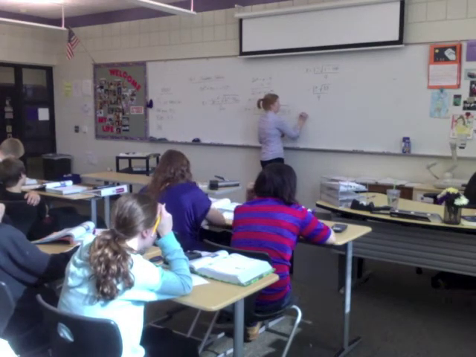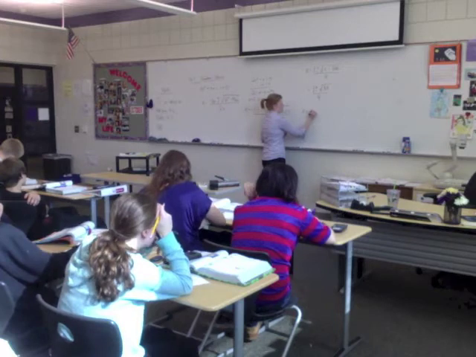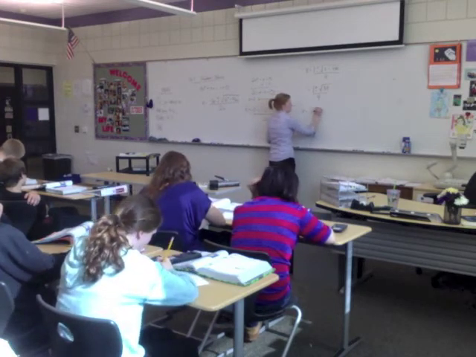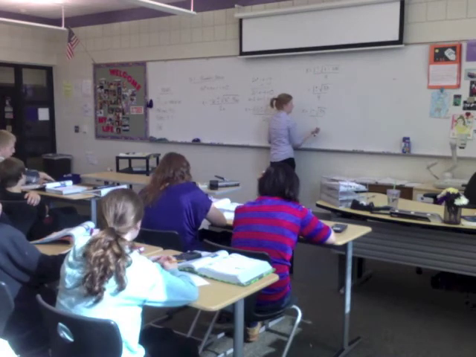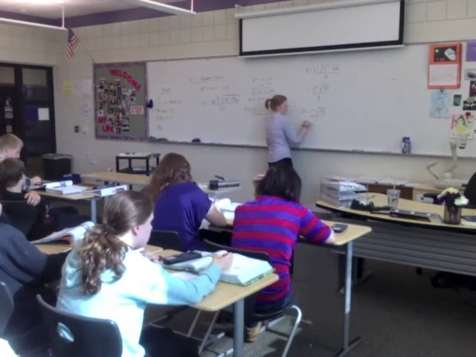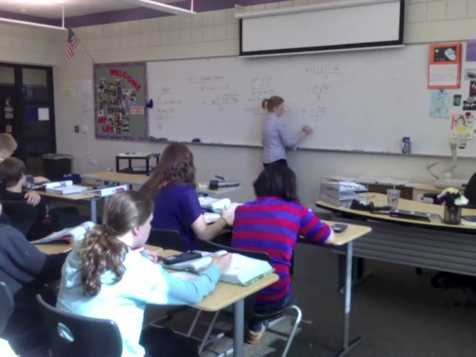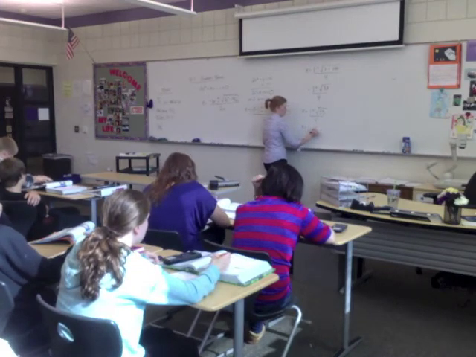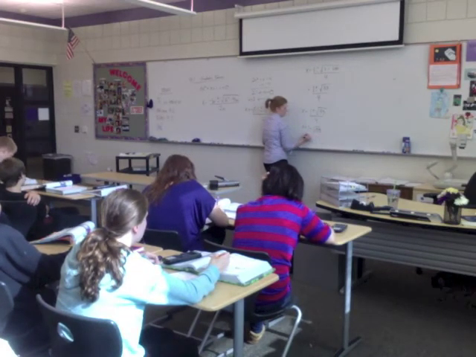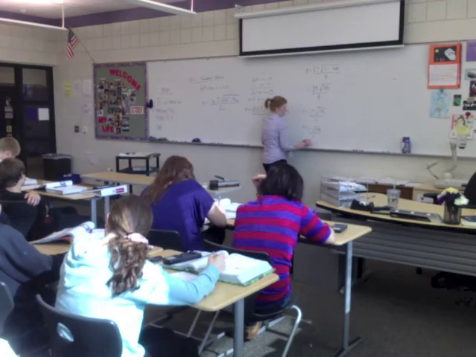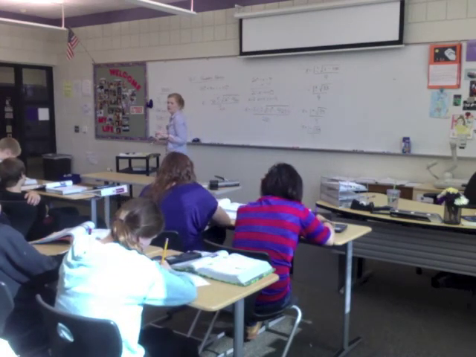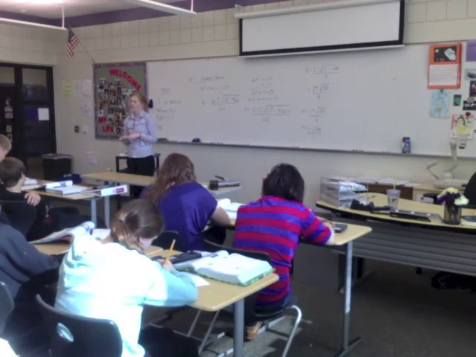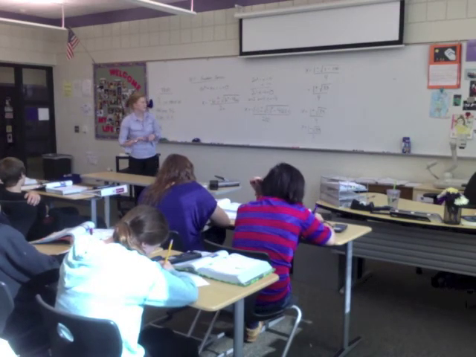Our two x's are going to be x is equal to 1 plus the square root of 33 over 4. And the other x can be 1 minus the square root of 33 all over 4. Any questions on this? Okay, let's do another example.